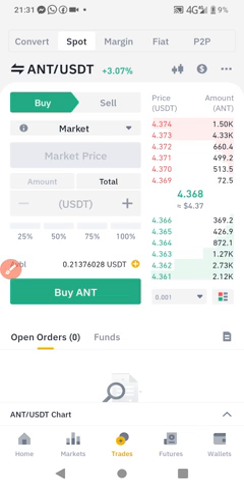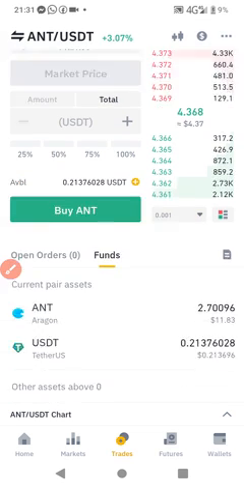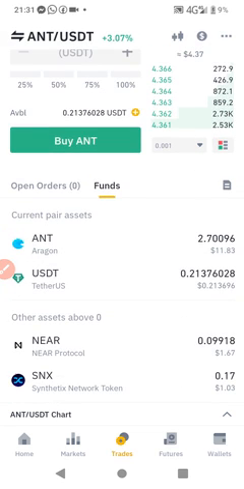I will click on funds to see it. You can see my ANT has appeared here. My USDT has reduced a little bit to 11.83. Okay, my ANT has appeared here. So after that, I've bought my ANT. I can now set my take profit. How do I set my take profit?